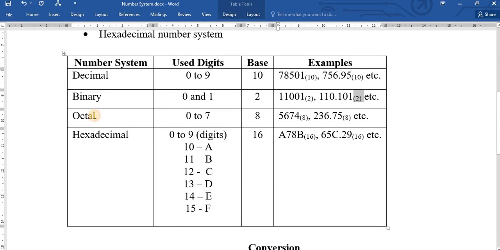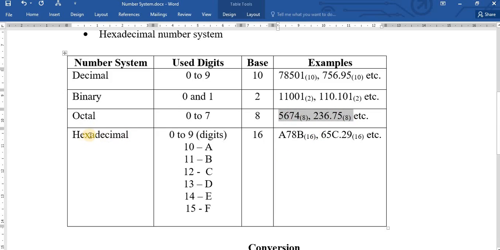Next, the octal number system. In the octal number system, digits 0 to 7 are used: 0, 1, 2, 3, 4, 5, 6, 7. Since it uses 0 to 7, which is 8 digits, the base is 8. For example, 5674, and the base is 8. You can use decimals also. These are some examples of the octal number system.